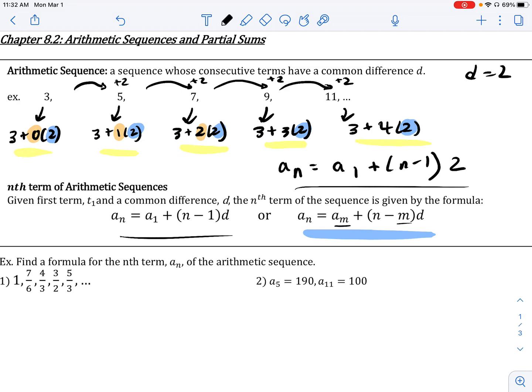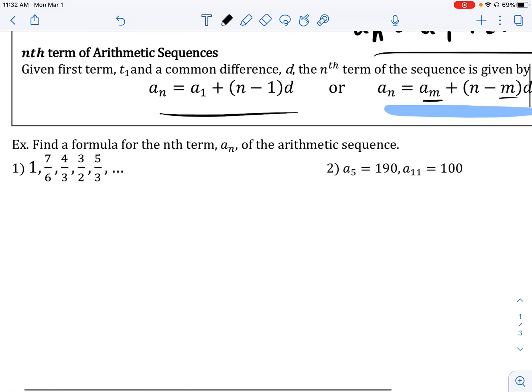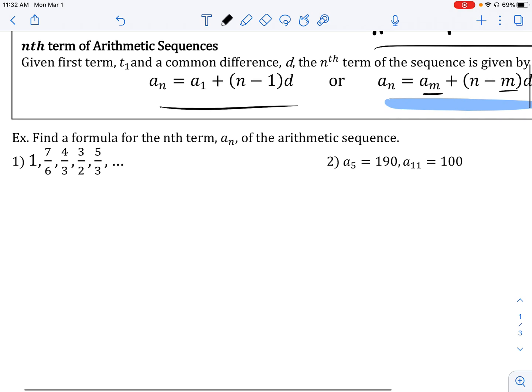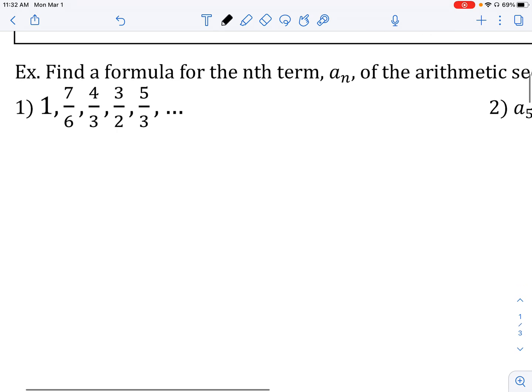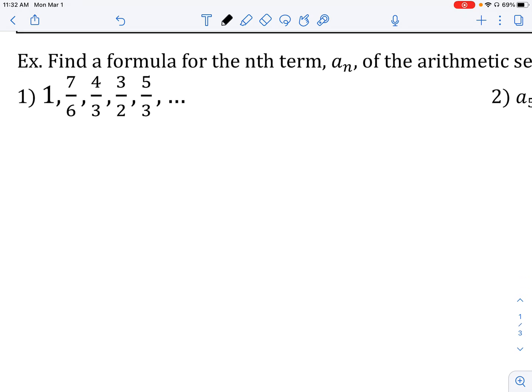But let's just get comfortable working with the nth term here. So let's take a look at this particular sequence, number 1. Looking at this here, first off, ask yourself, what is my common difference? Well, the easy way to do that is simply just find the difference between any 2 terms in the sequence, and might as well go with the easiest ones.